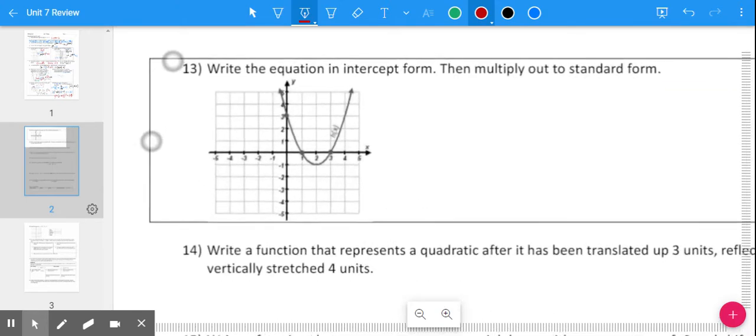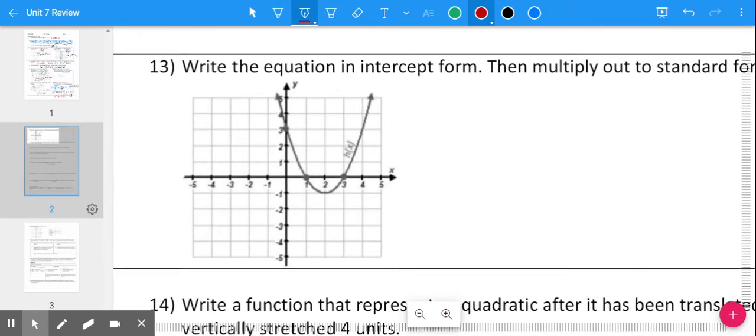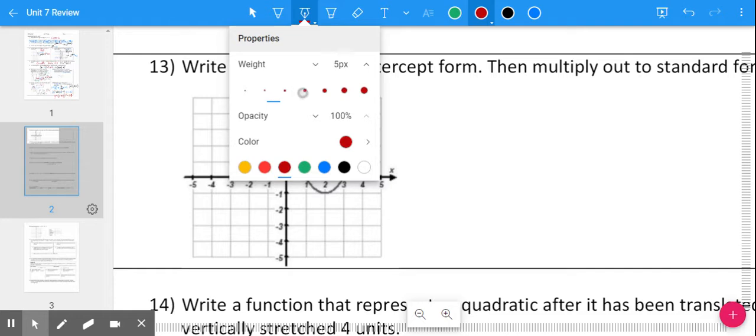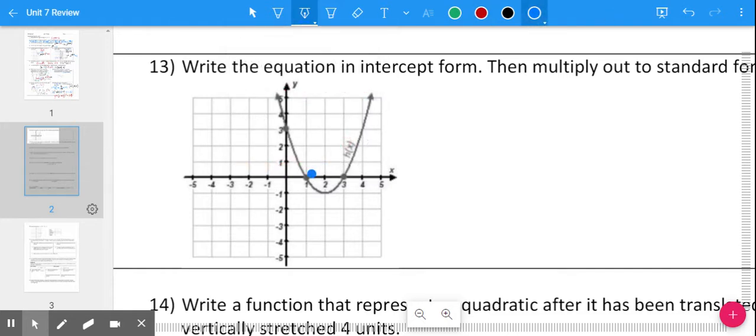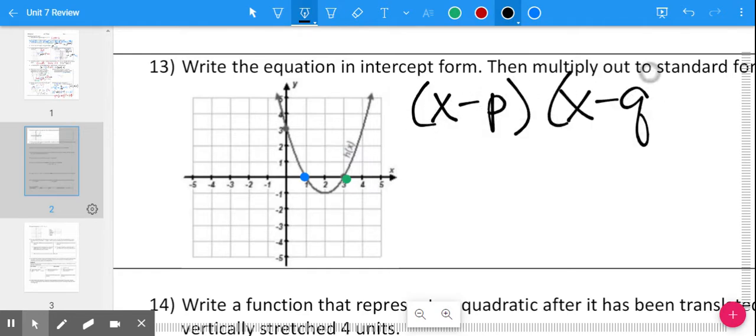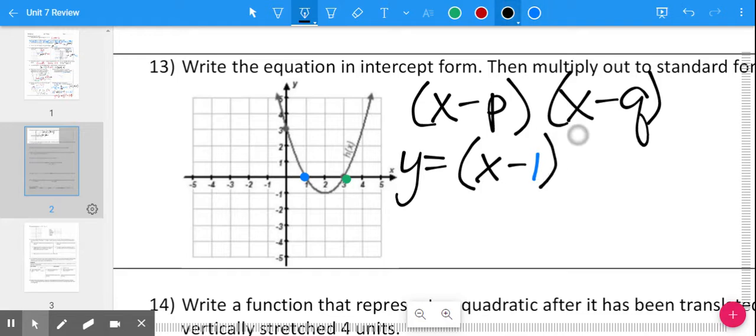So our next page, it says write the equation in intercept form. So for intercept form, you have to know your two x-intercepts. We have one of them at 1 and the other one at 3. So when you write your equation in intercept form, you have (x minus p)(x minus q). So we have y equals (x minus 1) times (x minus 3). Remember, the subtraction comes from the formula.